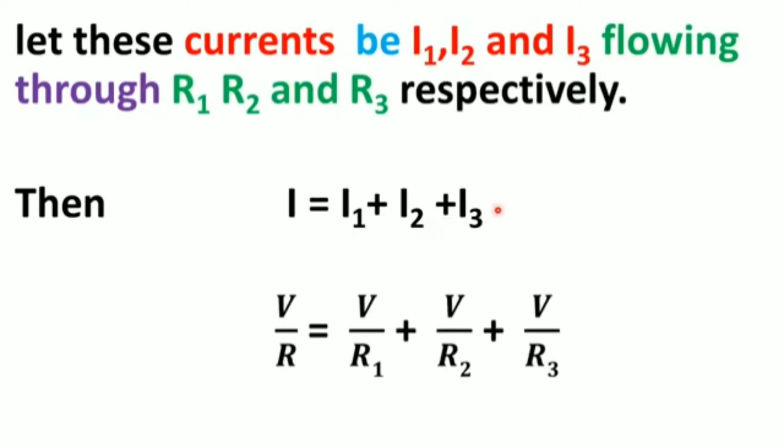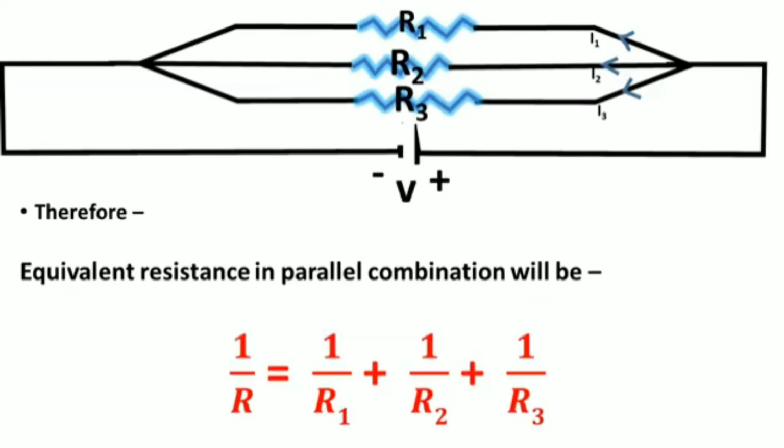Putting in the values of I, I1, I2 and I3 by making use of Ohm's law, we get I replaced by V by R, I1 replaced by V by R1, I2 replaced by V by R2, and I3 replaced by V by R3. Now this factor V is common in all the terms, so it will be cancelled out. We will get as a result 1 by R is equal to 1 by R1 plus 1 by R2 plus 1 by R3.